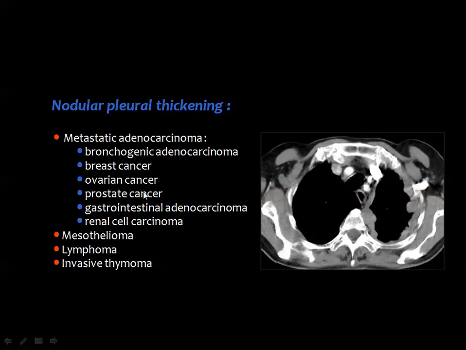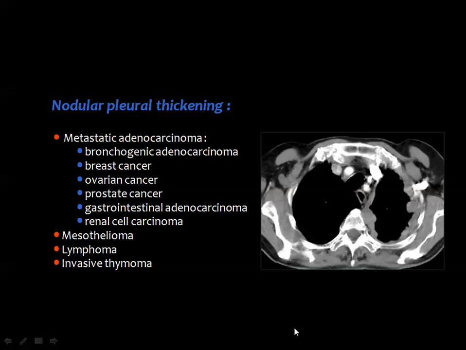It is also stated in the literature that some cases of invasive thymoma may present as nodular pleural thickening indistinguishable from mesothelioma. Primary malignancies that may produce metastatic disease to the pleura, of course, include bronchogenic carcinoma, breast cancer, ovarian and prostatic cancer, gastrointestinal adenocarcinoma, as well as renal cell carcinoma.